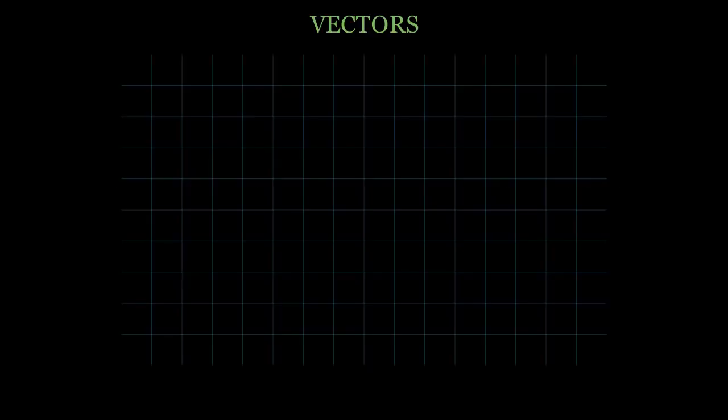Vector is a mathematical entity that represents both magnitude and direction. The important words here are magnitude and direction. In the next section, we will see how a vector represents magnitude and direction.